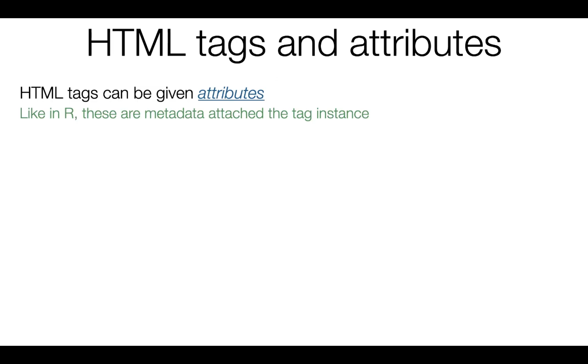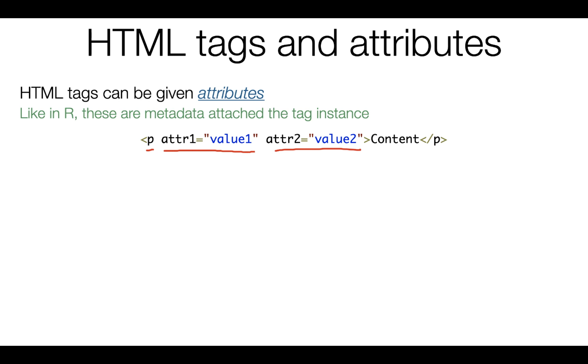Now, HTML tags, much like lists and objects in R, can be given attributes that are understood to be metadata that tells you a little bit more about the object. They look like this in a P tag. So we have the P, that's actually saying what kind of tag it is, followed by attributes and values. So these are key value pairs that come after whatever the element tag is.